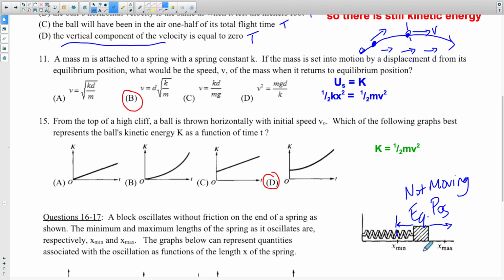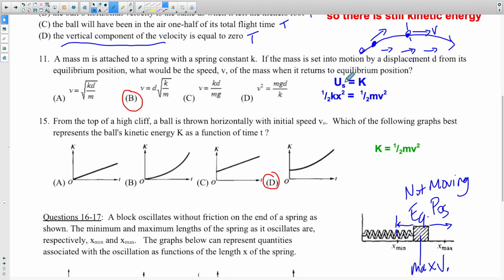the max velocity is there in the middle. Because it stops when it gets here, and then it speeds up, speeds up, speeds up, and then it stops when it gets here, and it speeds up, speeds up, speeds up. So the max velocity is in the middle.